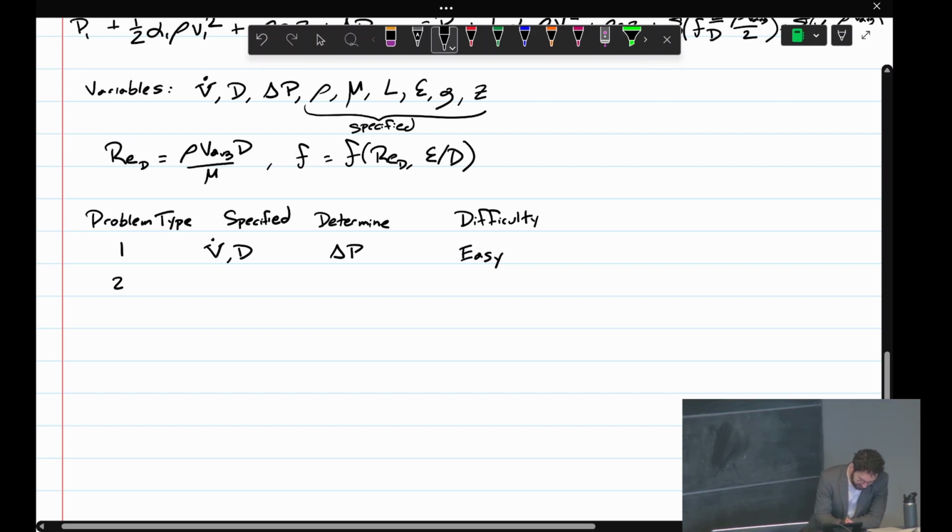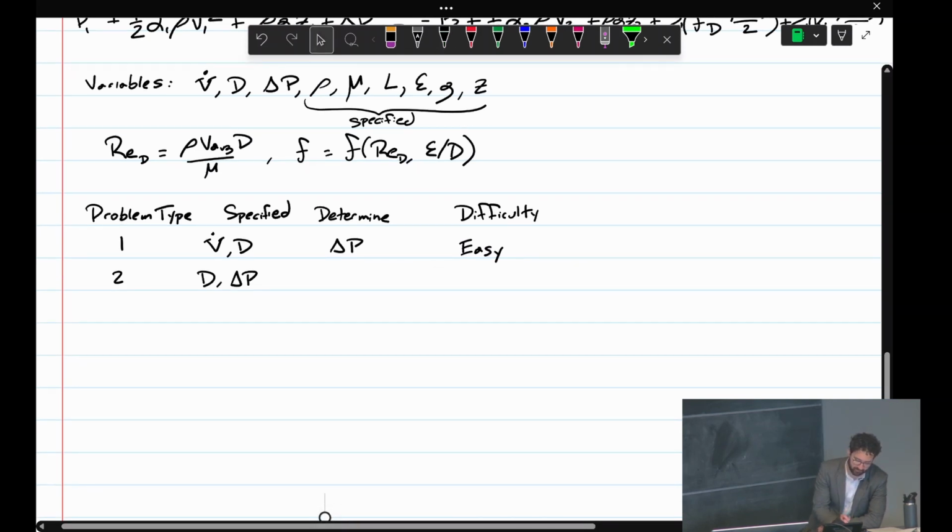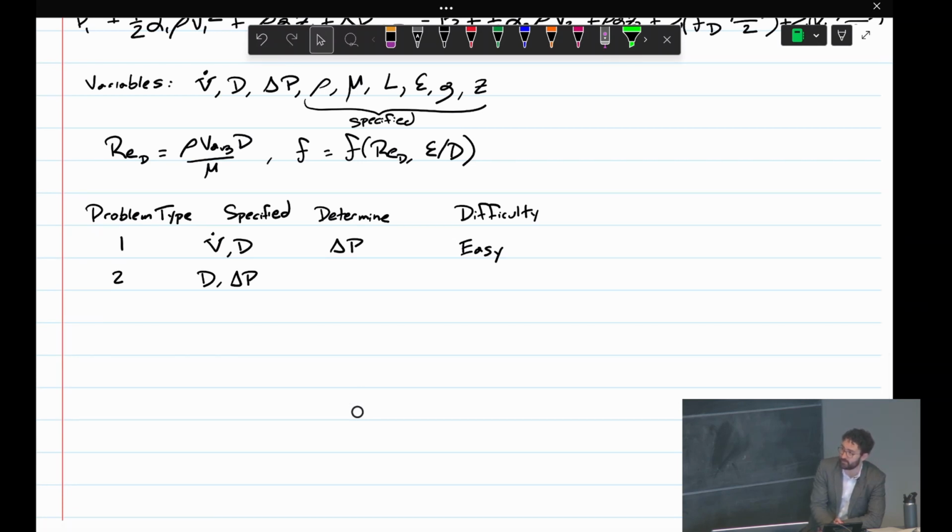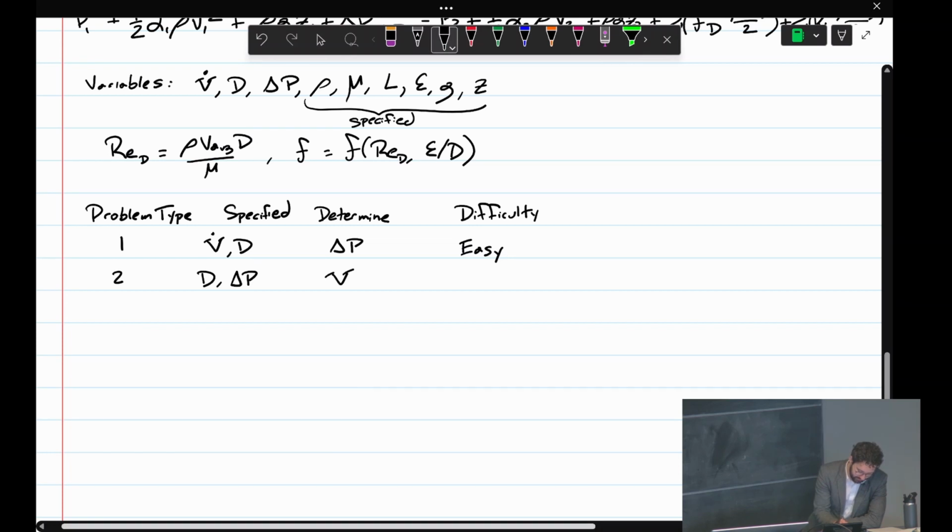The second type is where we specify the diameter and the pressure drop. An example of this would be, say we know what pressure drop our fan or our pump or our energy source can provide. We want to know, with that geometry and that pump, how much volumetric flow rate we can expect in a system. So if we're asked to determine the volumetric flow rate, that gets a little complicated. The example we're going to do today is going to be an example of this.